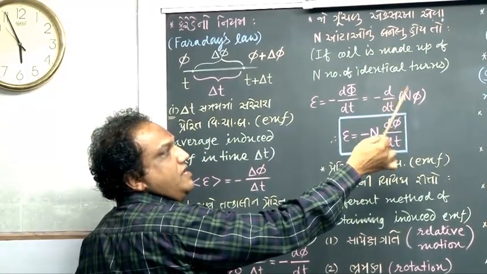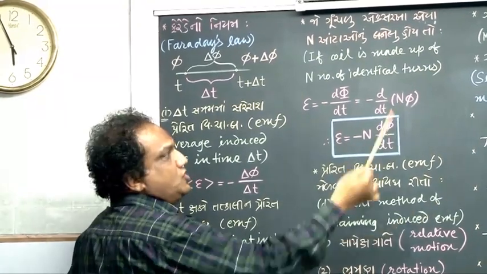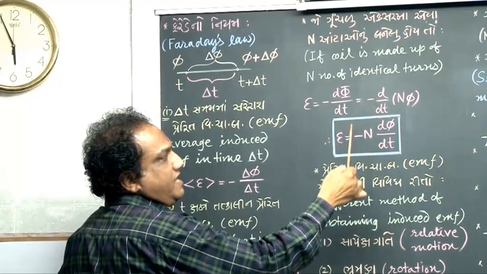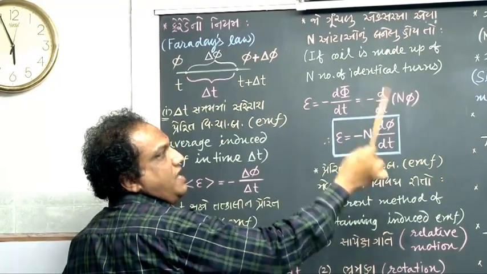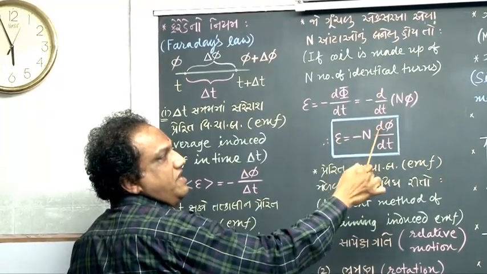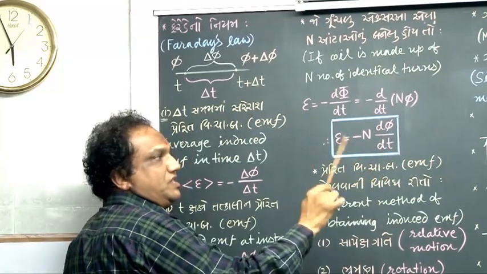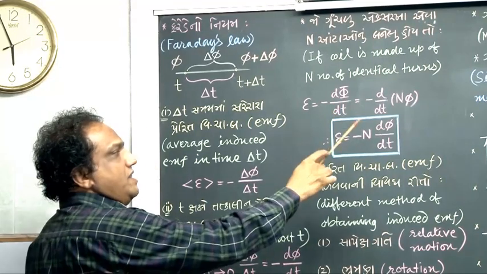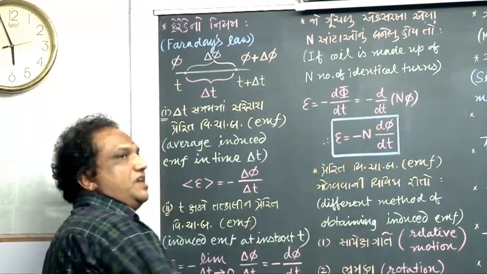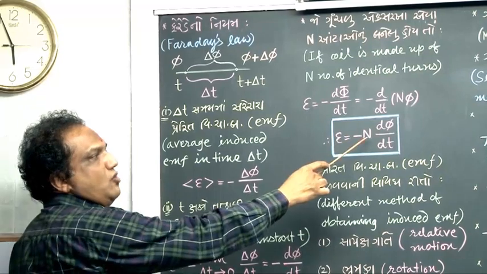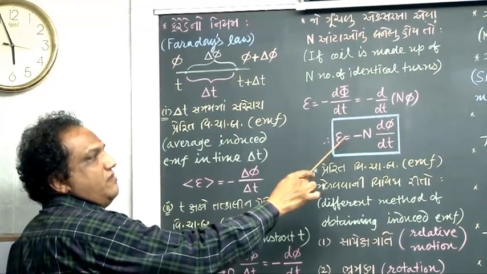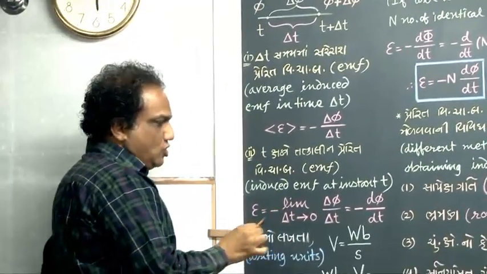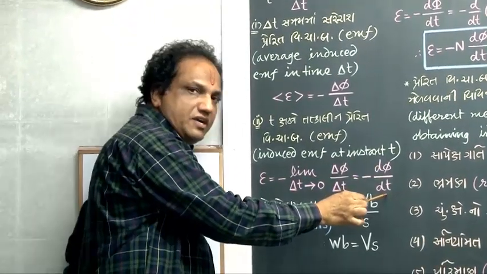But for a given coil, its total number of turns is constant, so I can definitely take it out of the symbol of derivative. Minus sign as it is, n is taken out, and what is left is d phi by dt. Now this is the general expression of Faraday's law of electromagnetic induction, and here n is the total number of turns. If it is only 1, you may write n equal to 1. Then ultimately you will get E equals minus d phi by dt, which we had seen earlier.